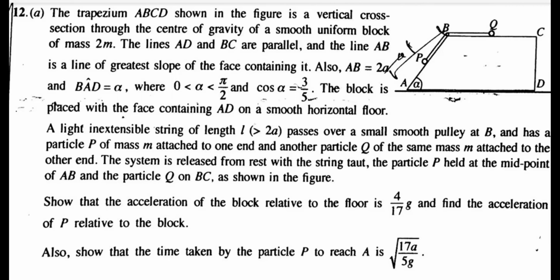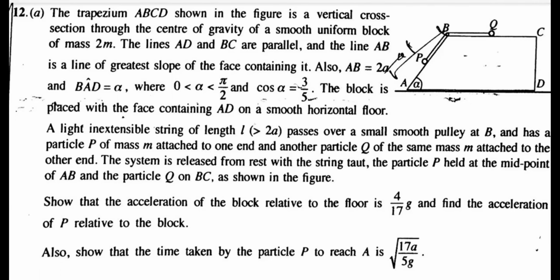So a light inextensible string of length L passes over the small smooth pulley at P, right? It has a particle P of mass M attached to one end and another particle Q of the same mass M attached to the other end. The system is released from rest with the string taut, with the particle P held at the midpoint of AB, and the particle Q on BC as shown in the figure.